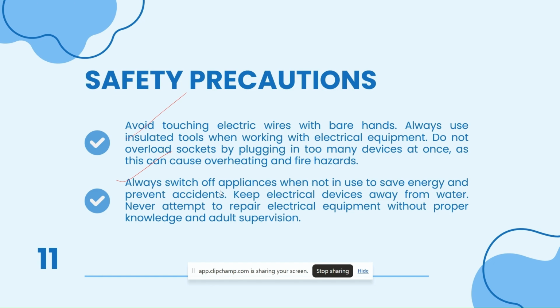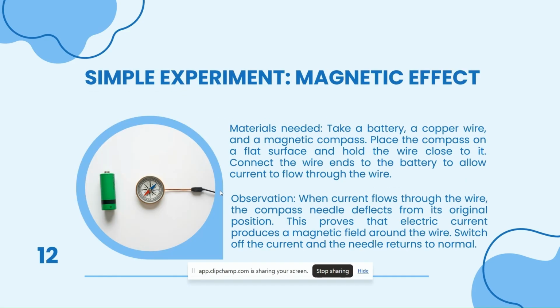So if you don't take the safety precautions, what happens? You injure yourself. So you have to avoid touching electric wires with bare hands. You have to wear plastic slippers or use wooden products. So it is better for you to use all these types of products.